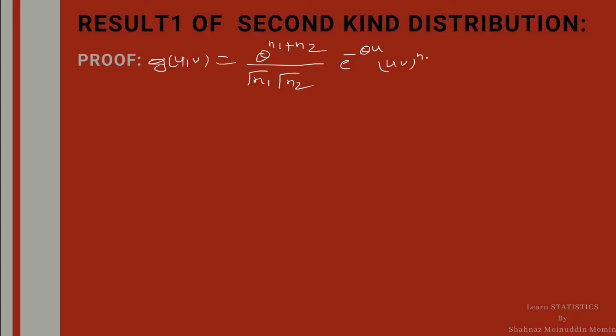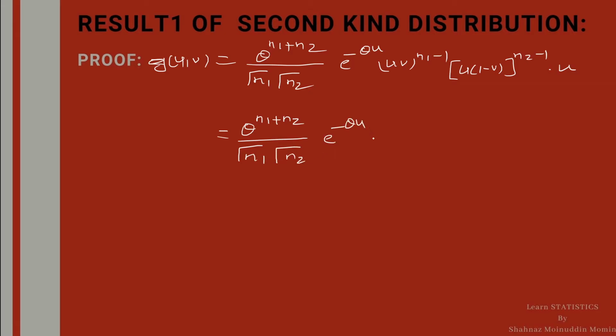So it is u v raised to n1 minus 1 and u into 1 minus v raised to n2 minus 1 multiplied by u, which is equal to theta raised to n1 plus n2 divided by gamma n1 gamma n2 e raised to minus theta u. I will collect the terms: u raised to n1 minus 1 plus n2 minus 1 plus 1, and v raised to n1 minus 1, 1 minus v raised to n2 minus 1.